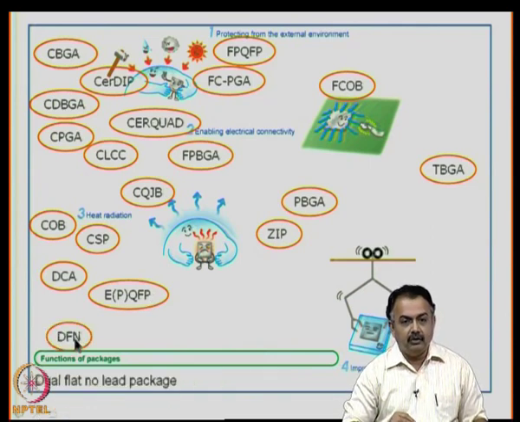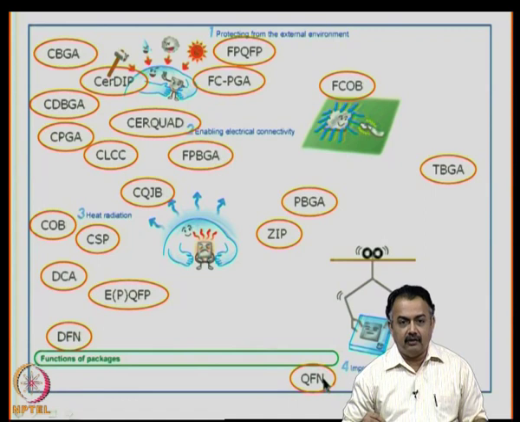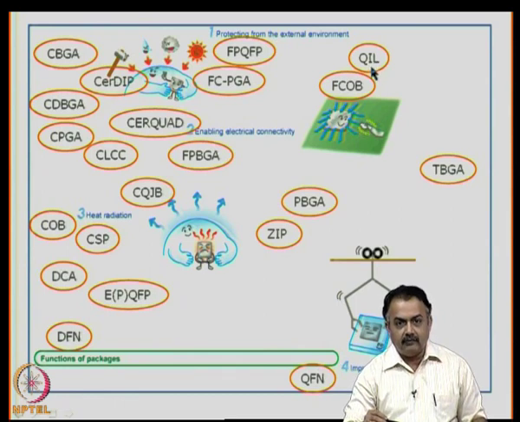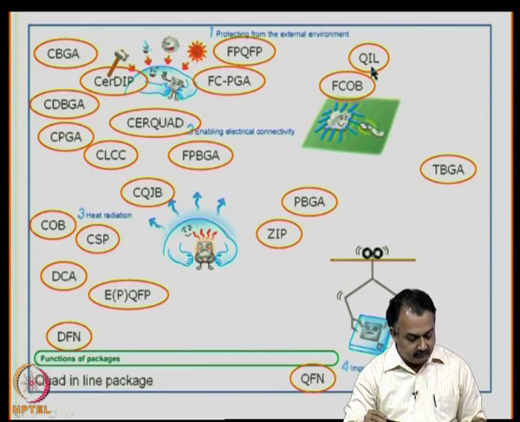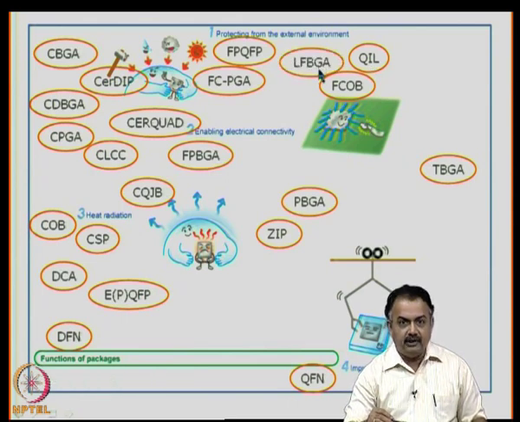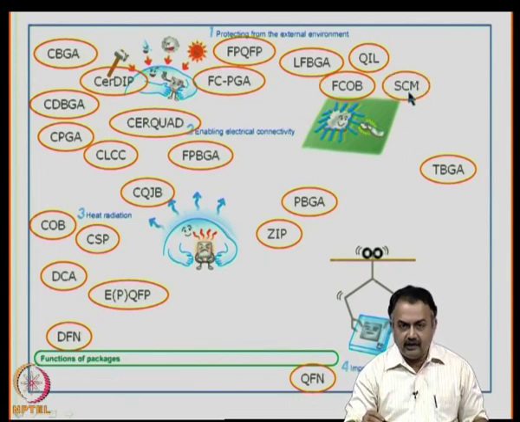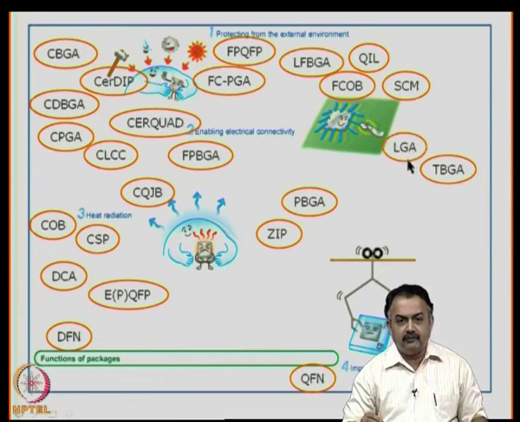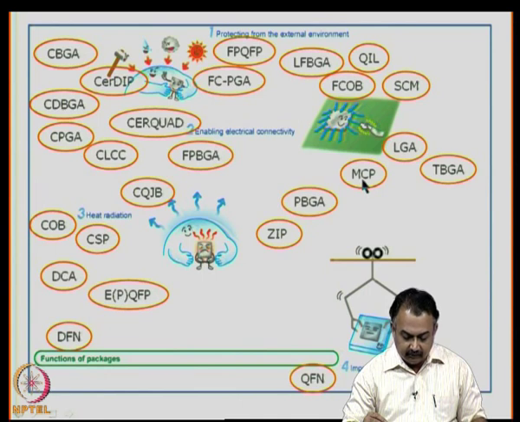DFN stands for dual flat no lead package. QFN stands for quad flat no lead package. QIL stands for quad inline package. LFPGA stands for low profile fine pitch ball grid array. Then you have SCM, single chip module. LGA stands for land grid array. MCP stands for multi-chip packaging.